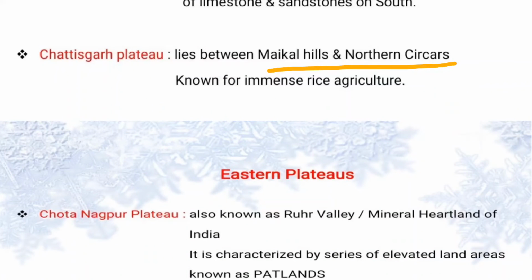You know, the northern Sarkars are the eastern Ghats, but in the state of Odisha, as we have already studied about it before. And the Chhattisgarh Plateau is known as the rice bowl of India, and that's why it is known as the rice bowl, because there the rice agriculture is quite immense in this particular area.